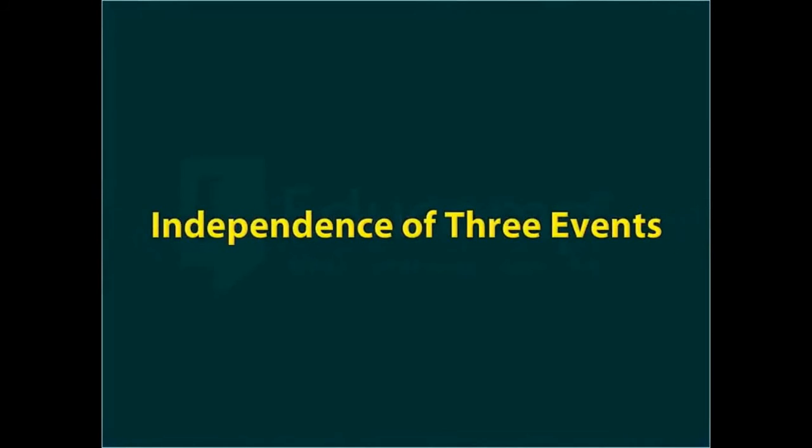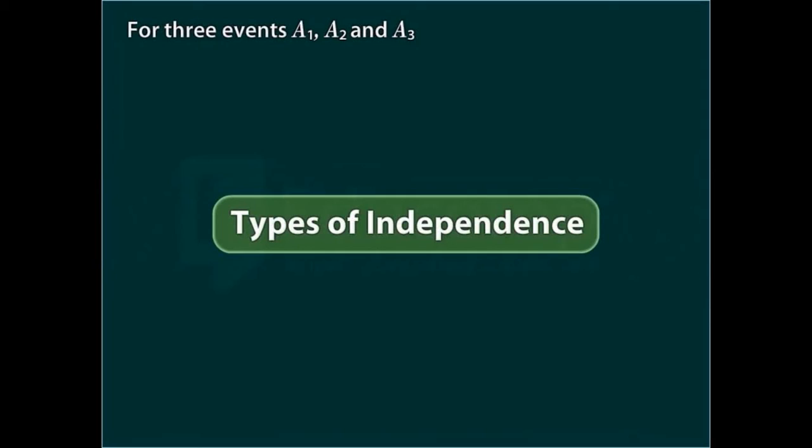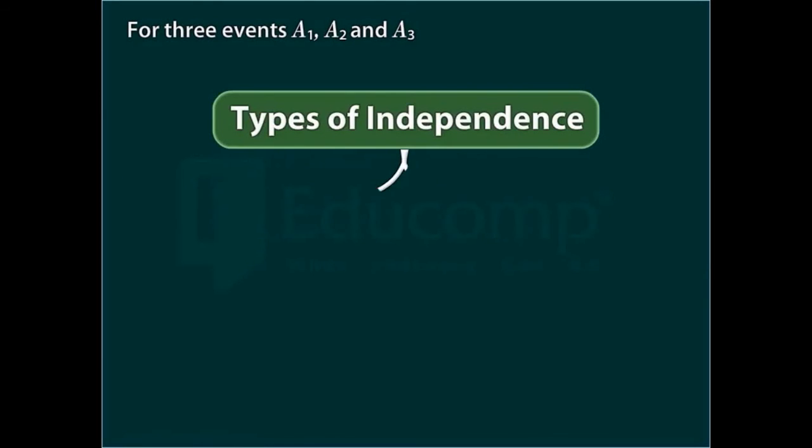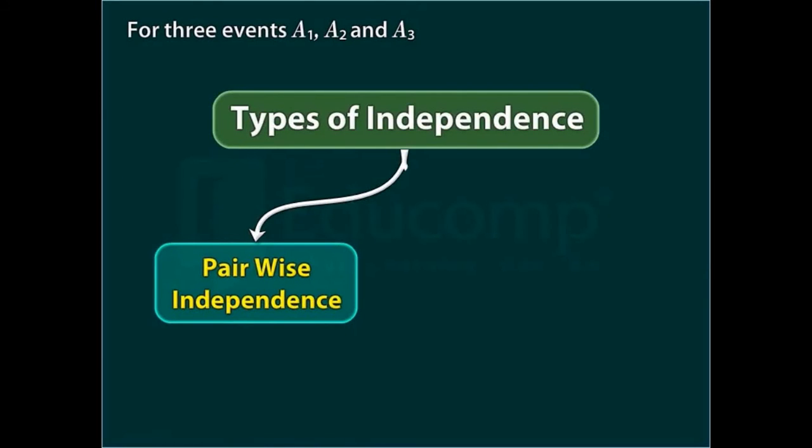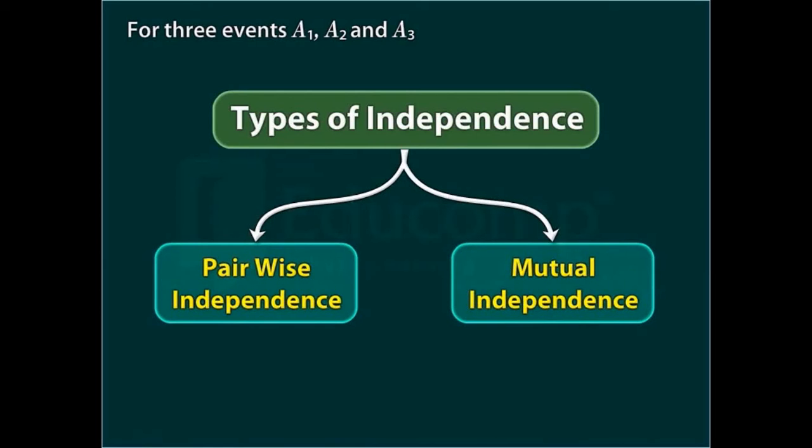We will now talk about independence of three events. For three events A1, A2 and A3, there are two types of independence: pairwise independence and mutual independence.